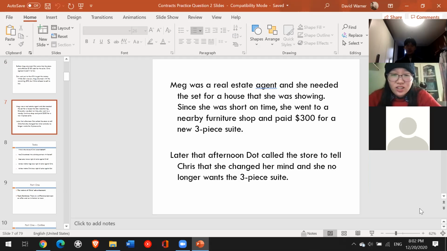I think the consideration is there. But the fact is, Chris doesn't have any proof that he could sue her. Well, let's start at the beginning. We always start at the beginning. Offer, acceptance, consideration, intention, certainty.